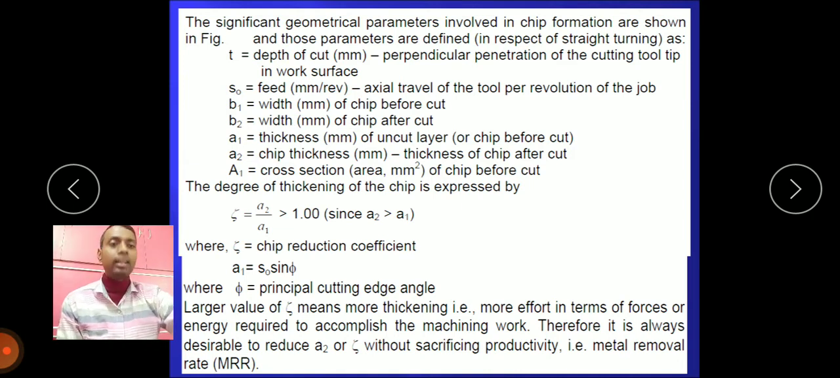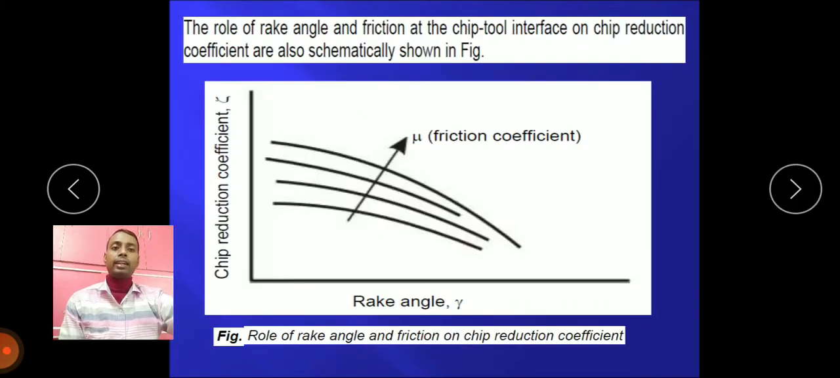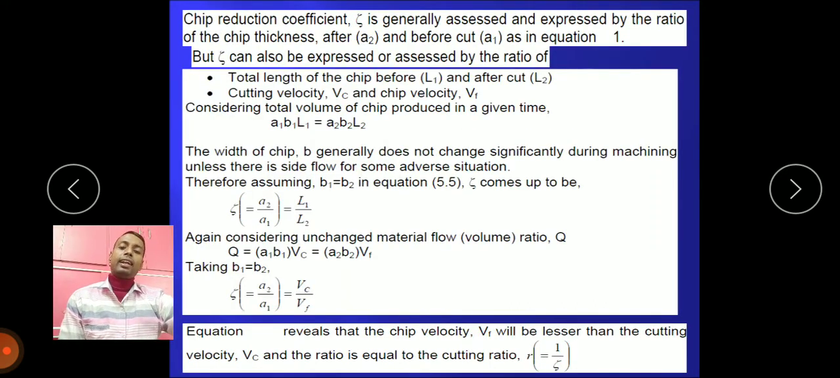Please remember these things. This area is very important. Many multiple choice questions and numerical questions come in your GATE exam and any kind of competitive exam also. 1 by Xi, the reciprocal of Xi, equals r, which is A1 by A2. If A1, A2 is not given, Xi is found by this method: epsilon mu within bracket pi by 2 minus gamma O. Please remember this formula. This is a block diagram. Xi, another formula is L1 by L2 or Vc by Va. Vc means cutting velocity, Va is the chip velocity.